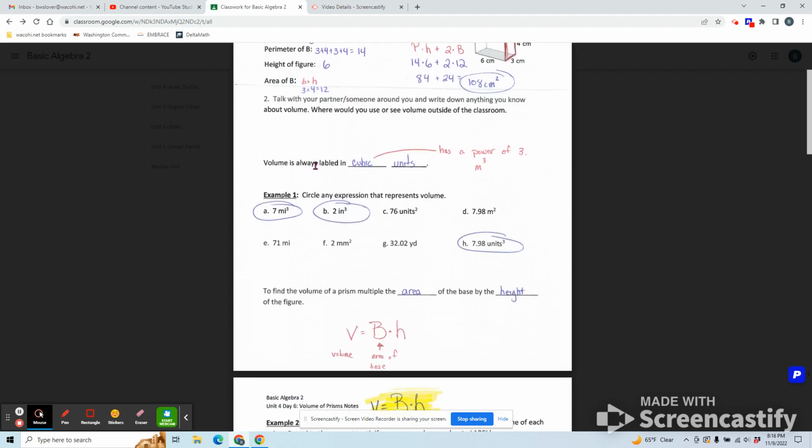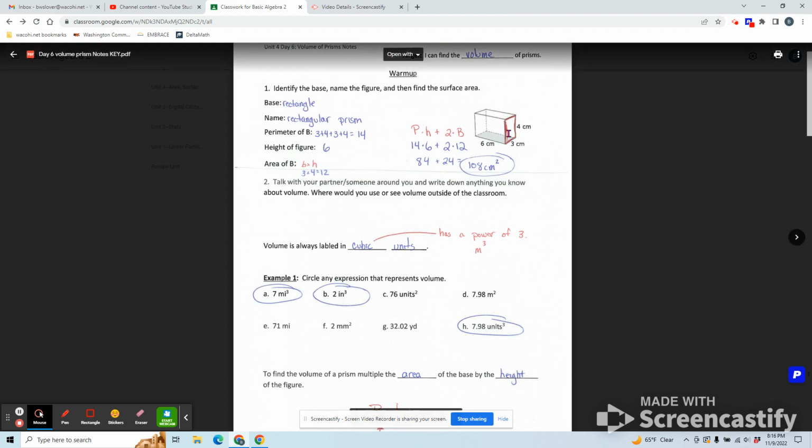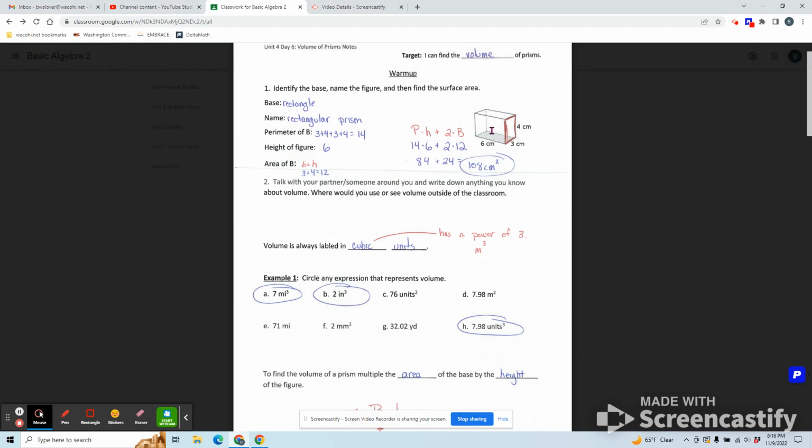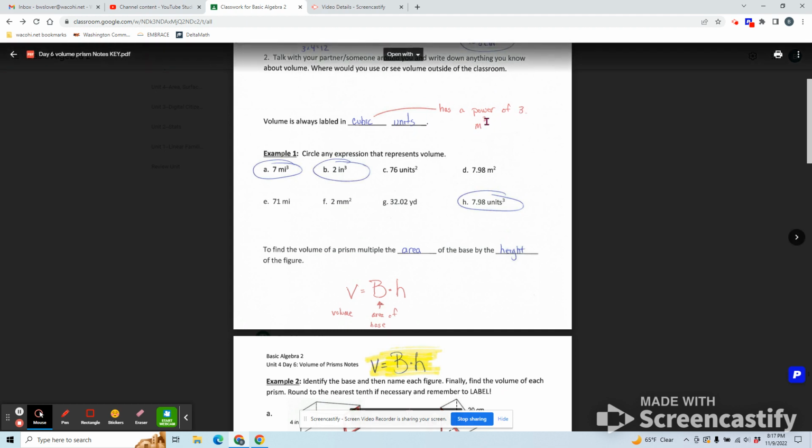Volume is labeled in cubic units. So today is our first lesson on volume. And volume is everything that's on the inside of your shape. So if we go back to this example, here's a prism, everything inside that prism. So how much cereal is inside that cereal box, or, not a prism, but a volume example, how much soup is inside of a can, or how much water is inside of a water bottle. Okay, all of that is volume. And it's labeled with cubic units, or a power of 3. So m cubed is an example.